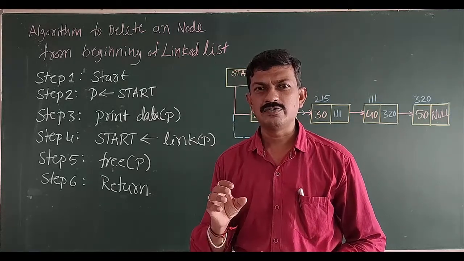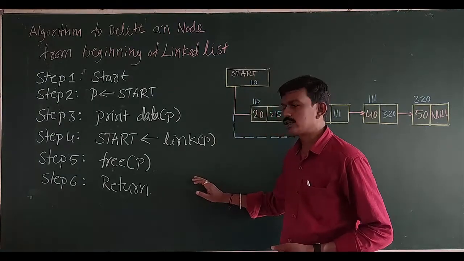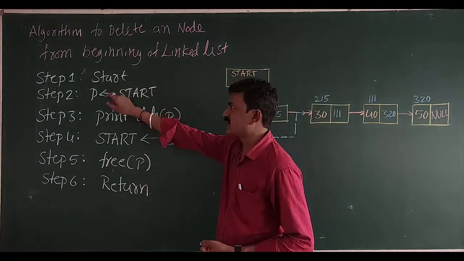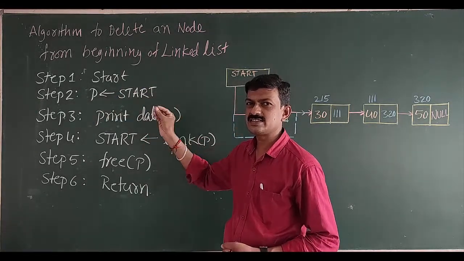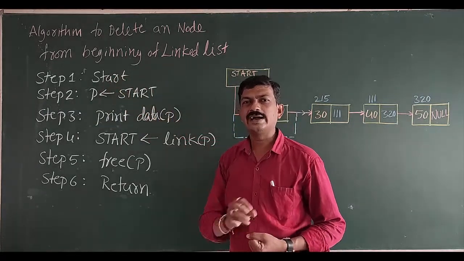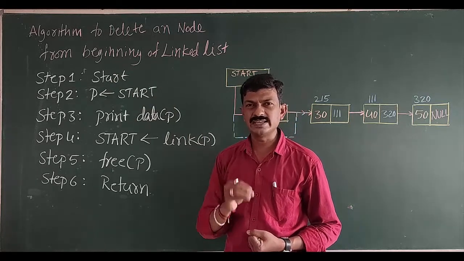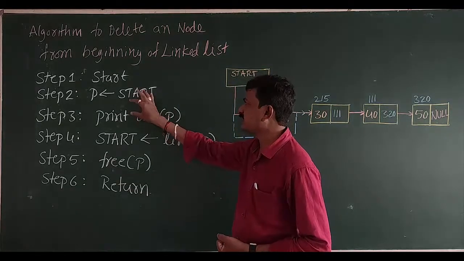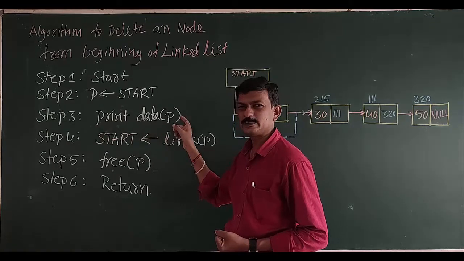That means we are deleting the first node of the linked list. This algorithm consists of 6 different steps. Step 1: start. Step 2: p = start. Whatever the start pointer contains, that value I am assigning to a variable p, so that I can print that one. For that I assign the start pointer to p.